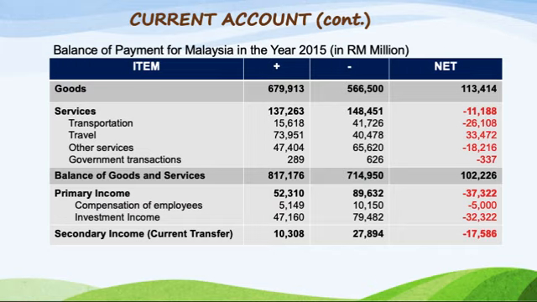The balance of payment for Malaysia in the year 2015. As I told you before, we have goods or merchandise, and services. The credit, the positive, means what we receive, the export. This one is import. So the net is export minus import. For goods in Malaysia we have a surplus, which means our export is larger than import.